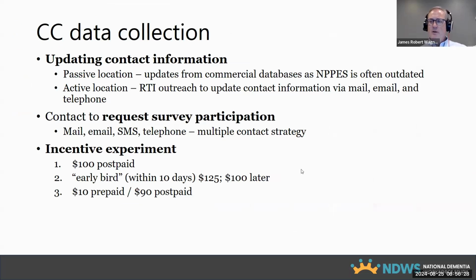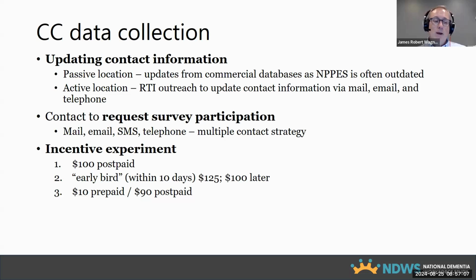Now I'm going to describe a little bit about the data collection in each of the surveys. I'm going to start with the community clinician survey. In the community clinician survey, the first step that we're taking is to update contact information. And we're doing 2 types of locating activities. The first is passive location. And we're using updates from commercial databases as the NPES is often outdated, right? People enter their information into the NPES early in their careers often and maybe don't update it as frequently as they should. And so the information can be outdated. So we use information from commercial databases to try and update the contact information that's available.